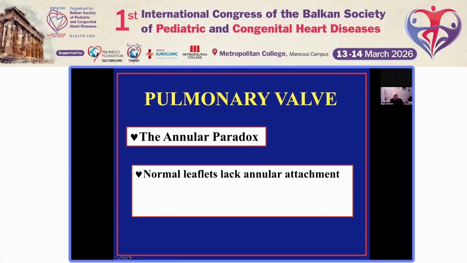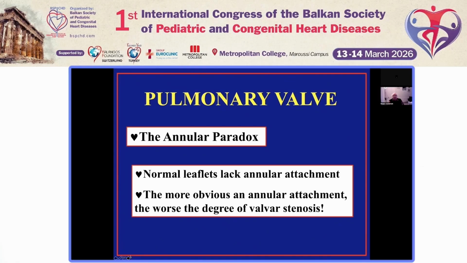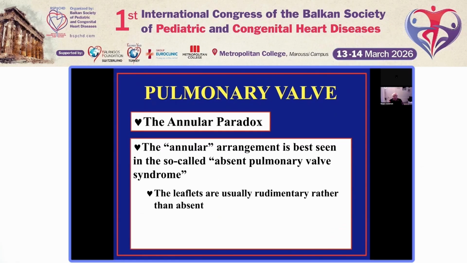And again, I emphasize to you the annular paradox. Normal leaflets are attached in semilunar fashion, but the more obvious we find an annular attachment of the leaflets, the worse is the degree of valvar stenosis. And we see that particularly well in the setting of the pulmonary valve. We see it even better in so-called absent pulmonary valve syndrome.